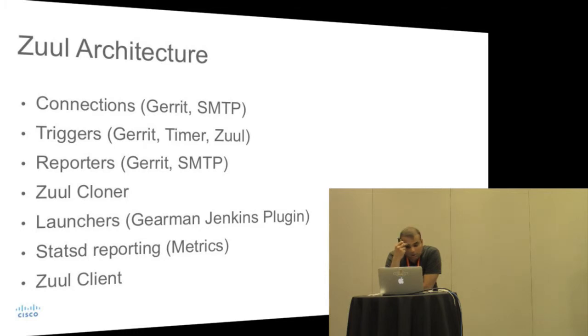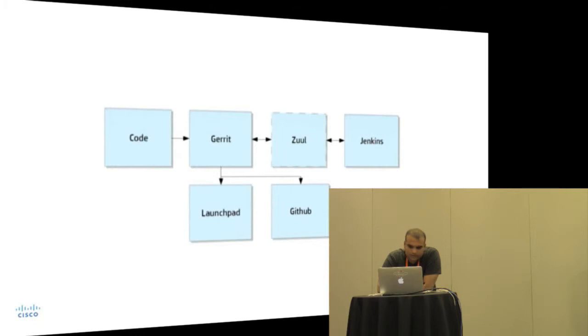And then it has launchers, which is basically the integration with the CI/CD pipeline, which uses the Gerrit Jenkins plugin. It has great stats reporting, which reports metrics. And then finally, ZUUL client, what the user actually uses to interact with ZUUL. So that's the architecture.